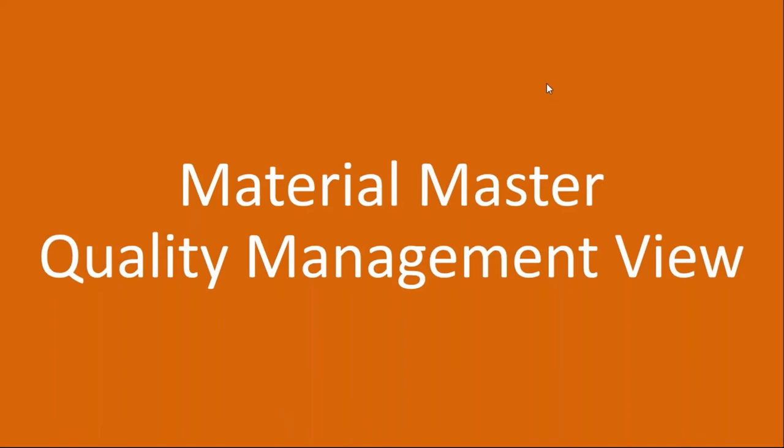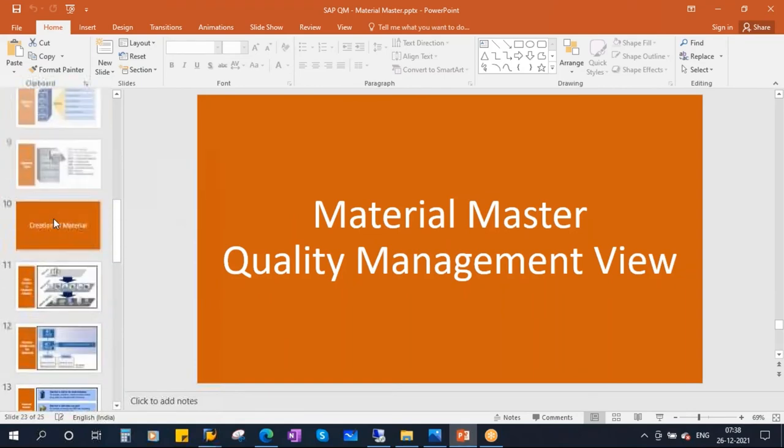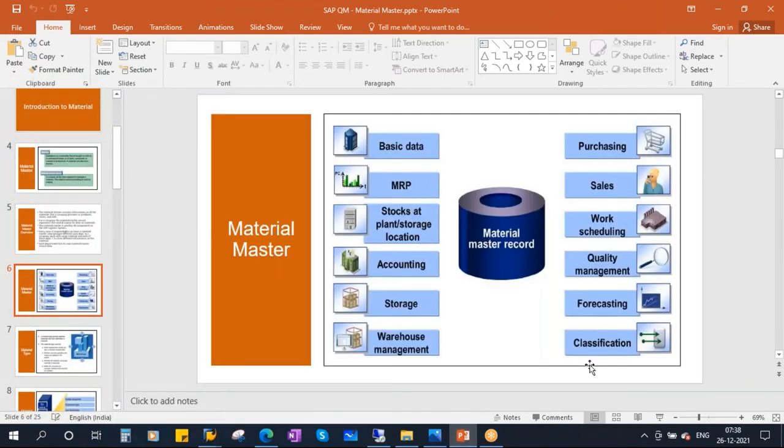So now we will be talking about the views important for quality management. In the material master, what are the views important for the QM module? As we discussed, material master is basically a centralized object. It is used by all the departments within the company.